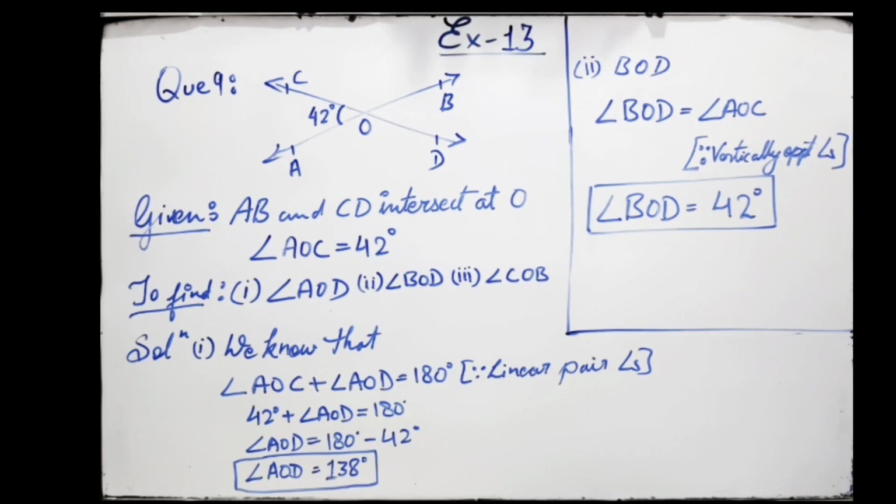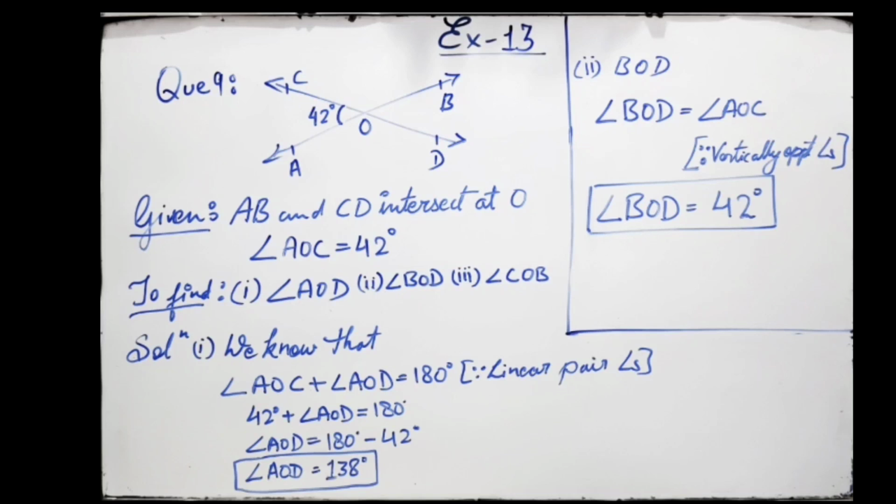One is already given. So there are two straight lines which are intersecting at point O, AB and CD. We can see from the figure. So first we will write whatever is given in the question, that AB and CD intersect at point O. And angle AOC is given, it is 42 degree.